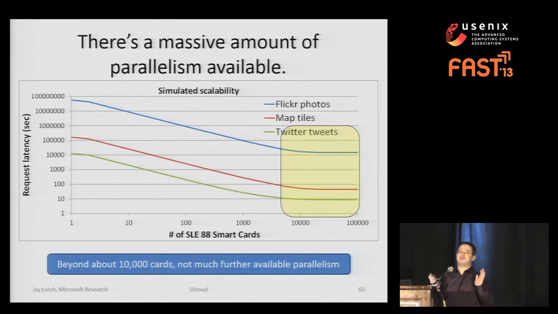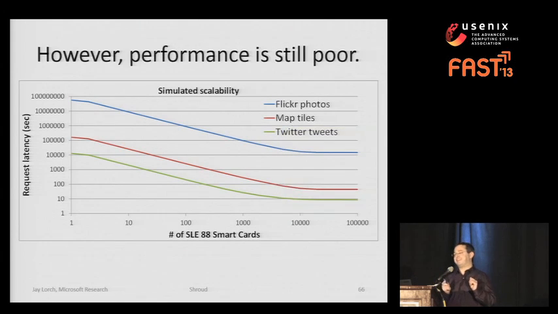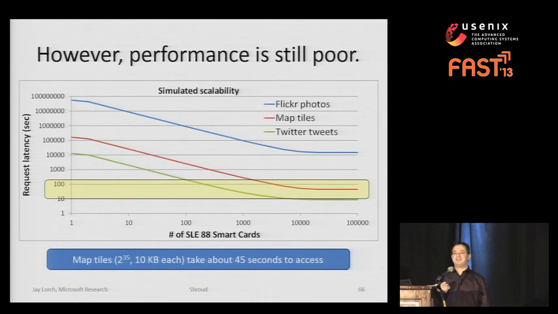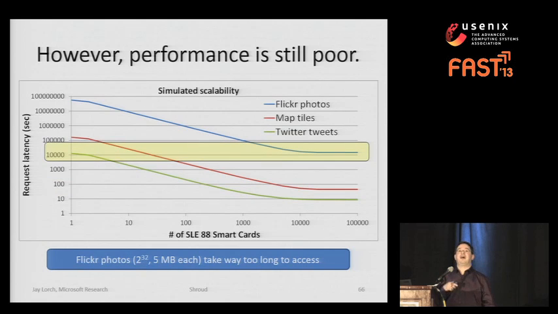So that's a lot of orders of magnitude reduction, but unfortunately, the absolute performance is still quite poor. It is probably not acceptable to have all of your disks churning for 9 seconds just to serve one tweet to one user. And he probably doesn't want to wait 9 seconds. Somebody probably, even worse, does not want to wait for 45 seconds to get a single map tile, or, heaven forbid, 4 hours to get a Flickr photo.